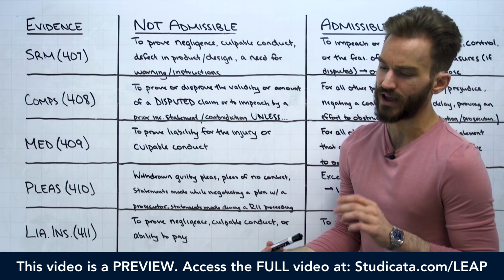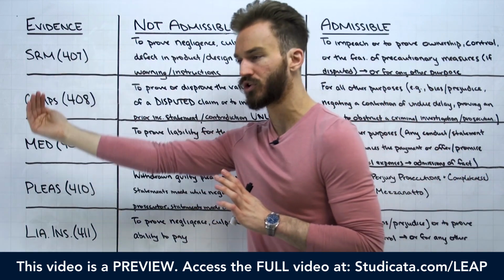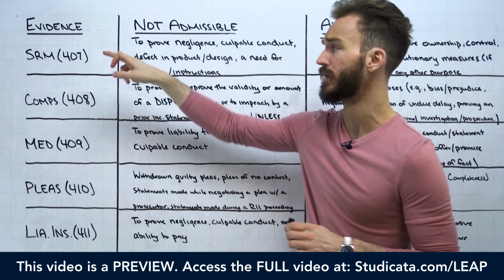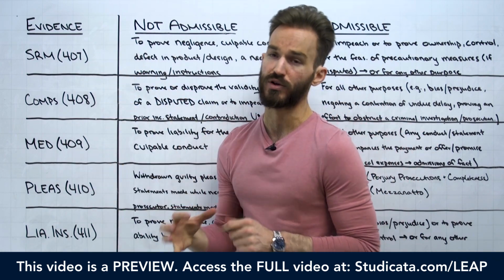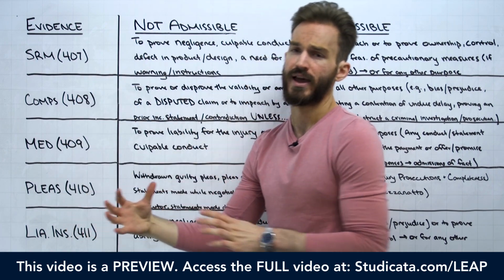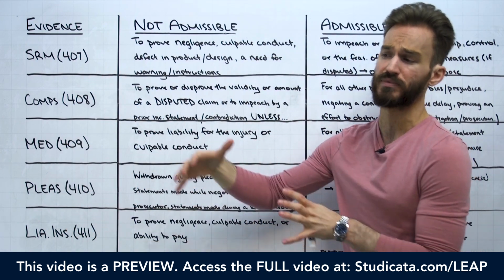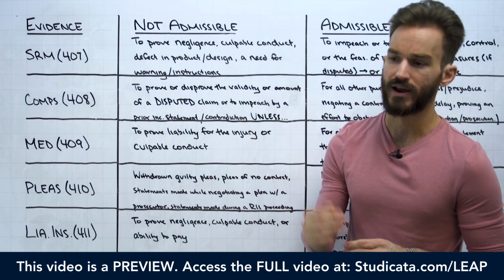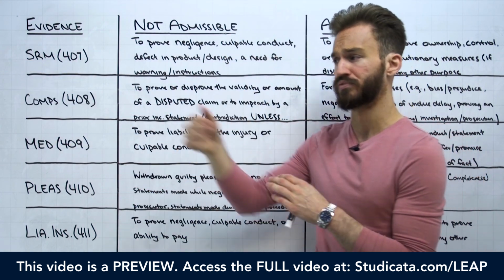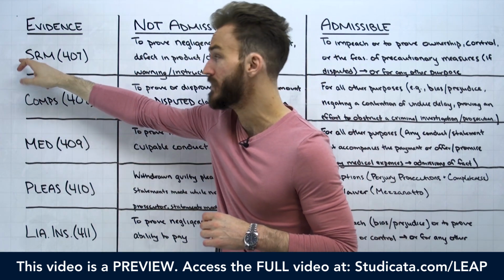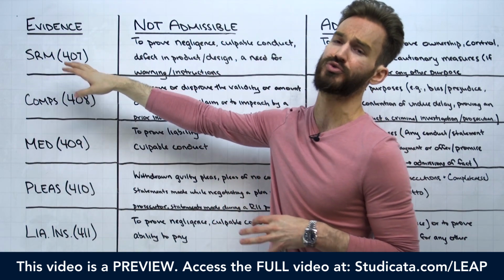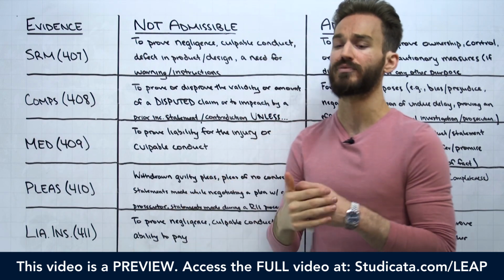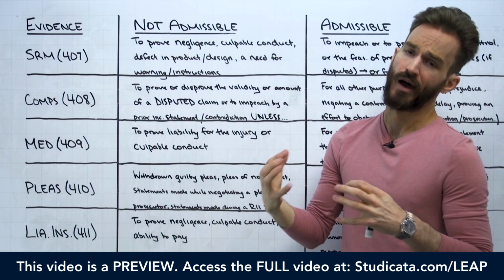Now, the key to recognize here is it has to be subsequent to an injury. A lot of times, if there's not an injury, or the injury has not occurred yet and some action is taken to make something safer, that's not a subsequent remedial measure, right? If it's post-sale but pre-injury that the remedial measure happens, that does not trigger 407. It has to be after the injury occurs.